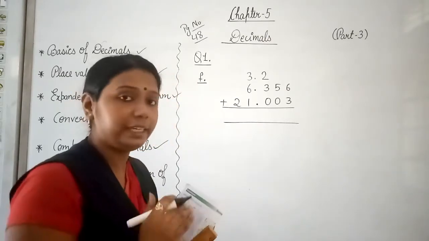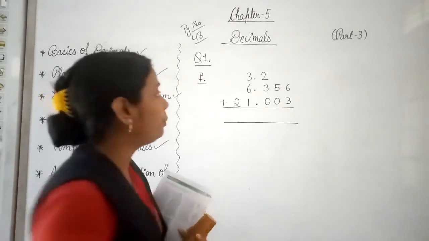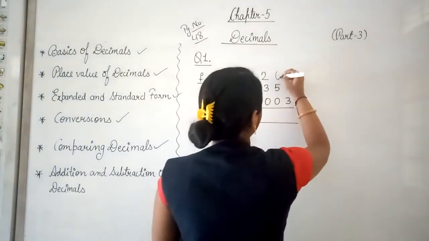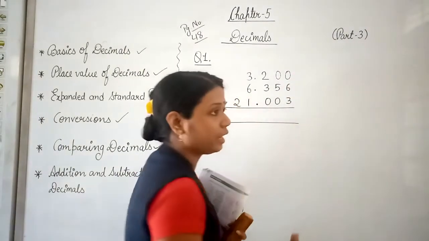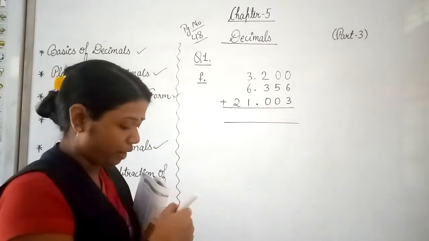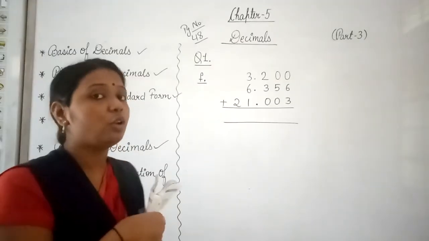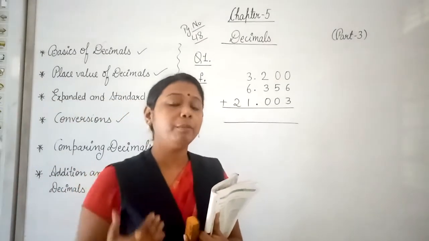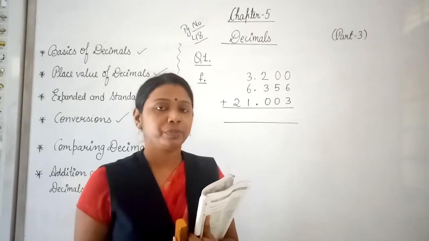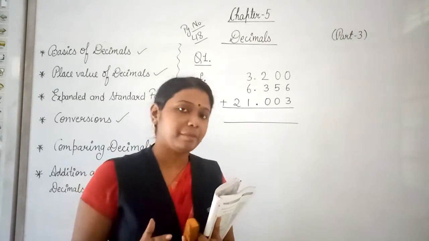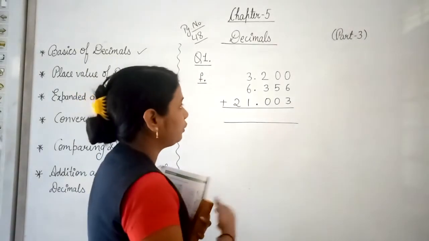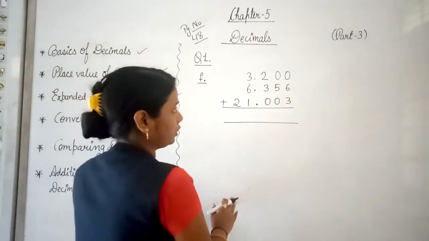If you feel any kind of confusion, you may add zeros here. As I told you in our previous class, we can add 0 after the decimal point. It will not affect the number. The number will not get changed. The number will remain the same. So here, to avoid the confusion, I have added zeros.